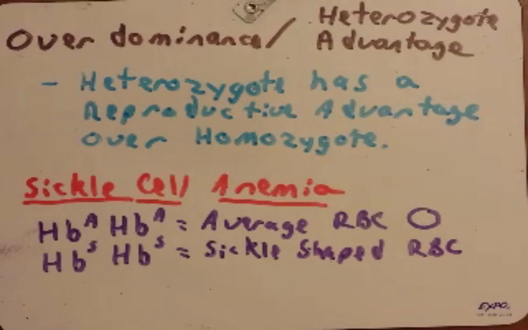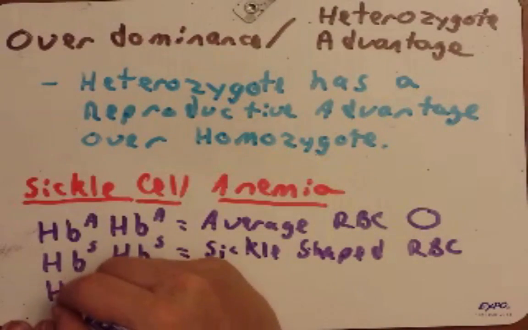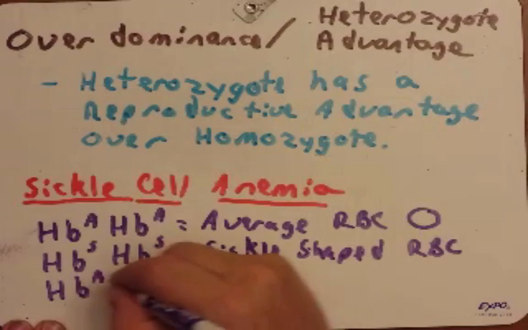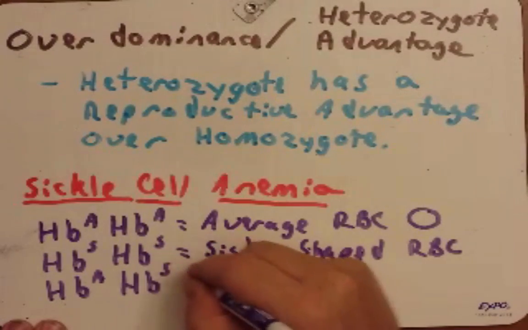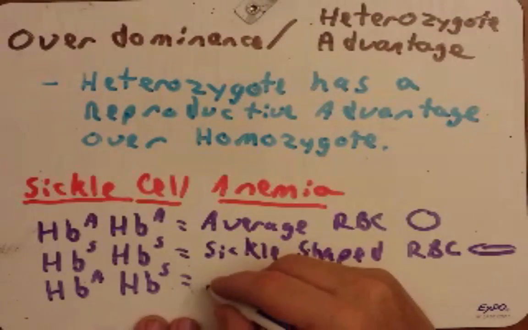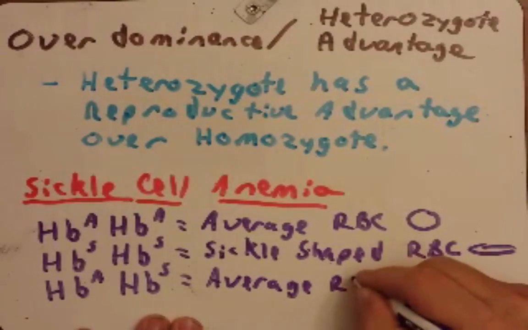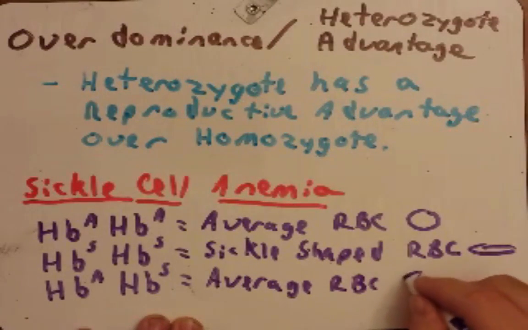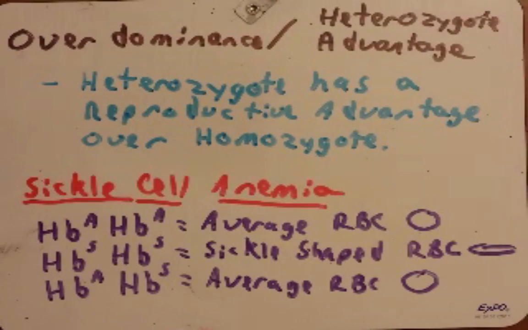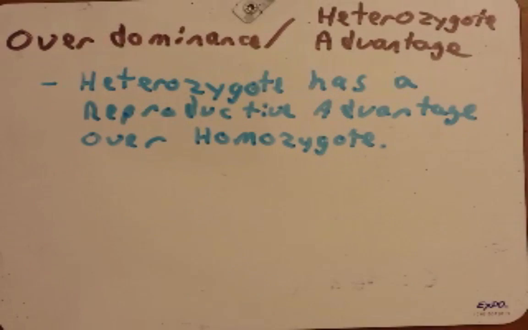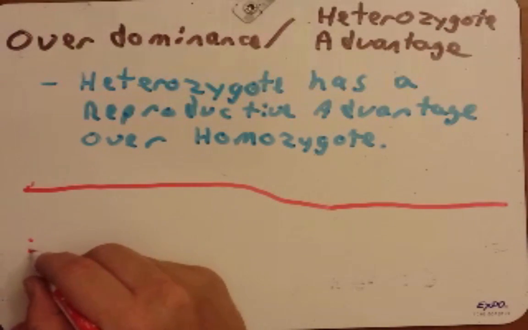red blood cells. Somebody who is HbA, HbS, so the heterozygote, they have, for the most part, average looking red blood cells. There might be some sickling with them, but phenotypically they're pretty indistinguishable from HbA, HbA. So why does this matter? Well, let's erase this. So let's draw a blood vessel.